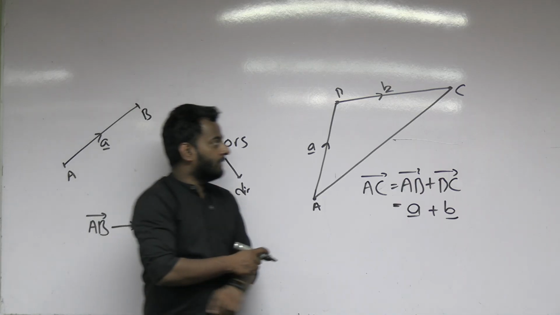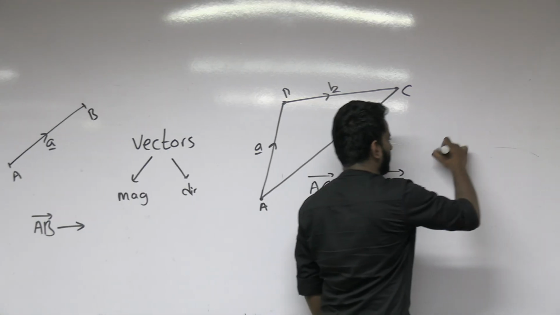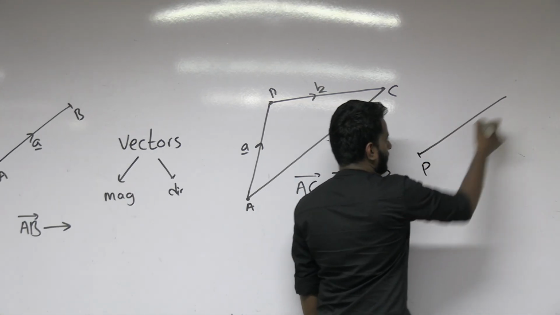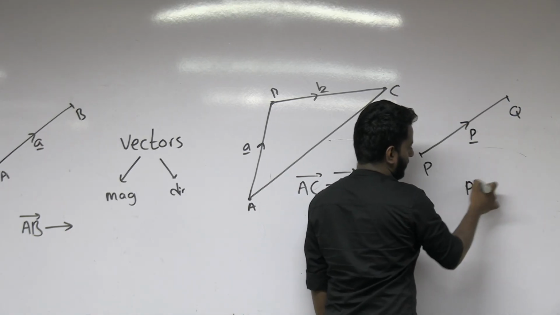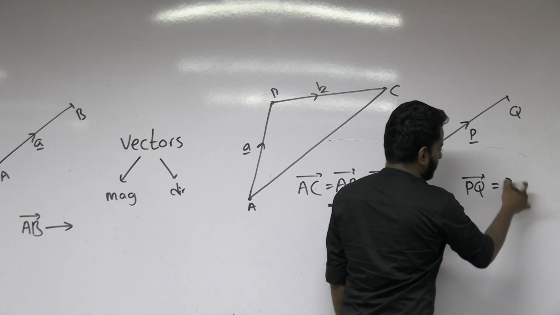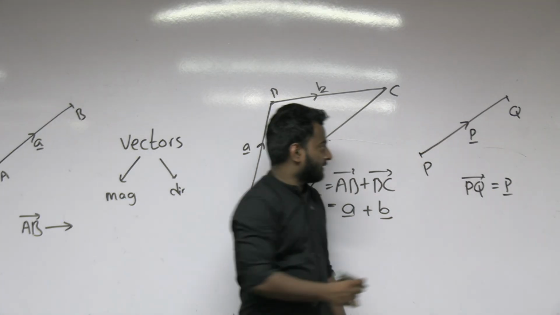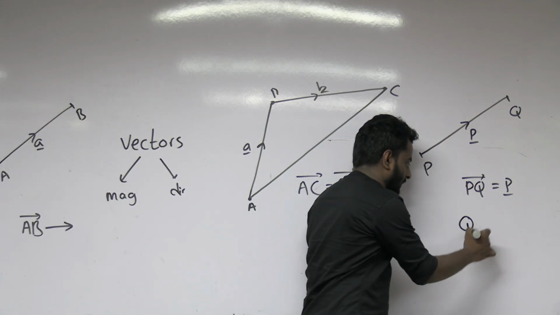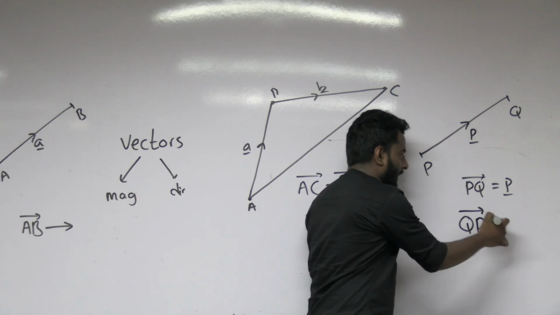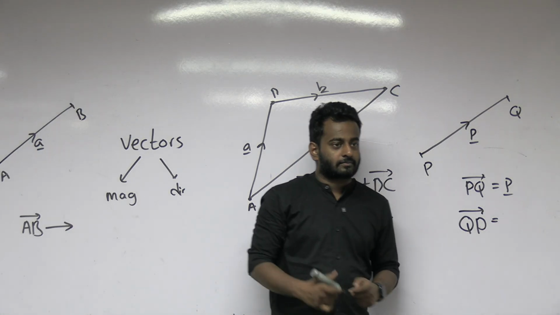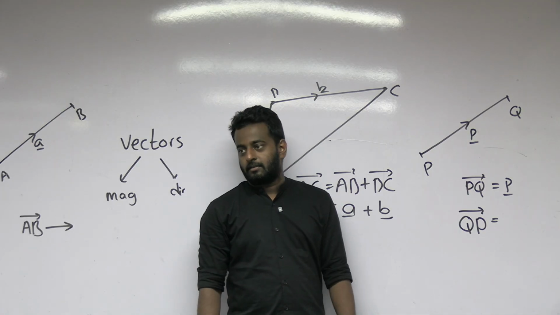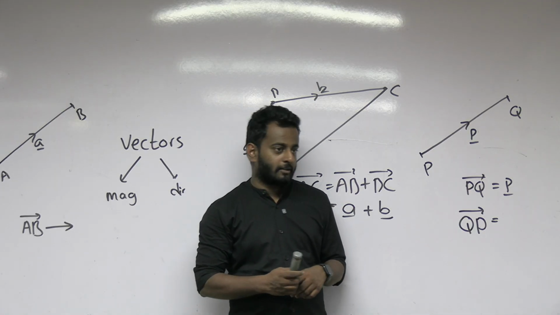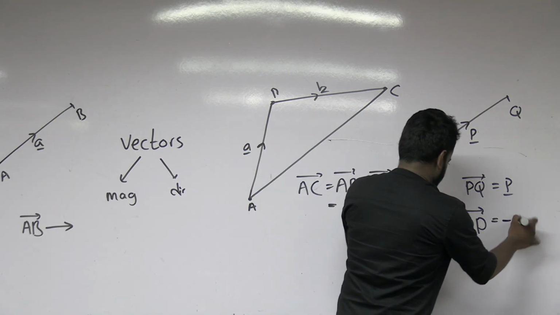Fine. And then we discussed the reverse vector, which means if we consider the vector PQ as simple P, then we can say the reverse of PQ is QP. What should the vector QP be? If this is simple P, the reverse is minus P. That is going to be minus P, right?